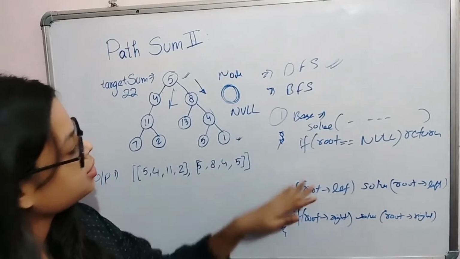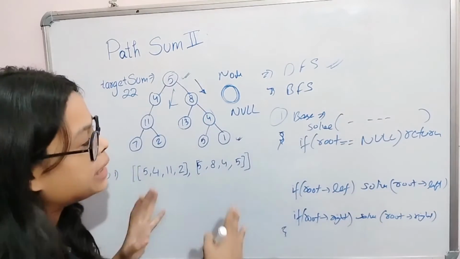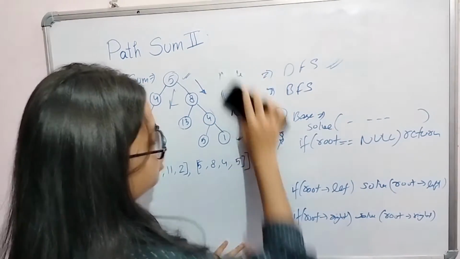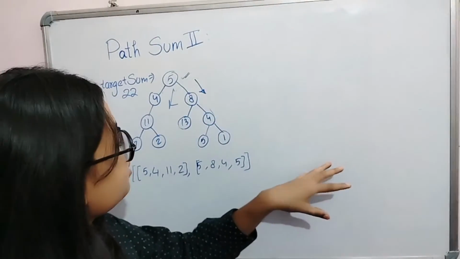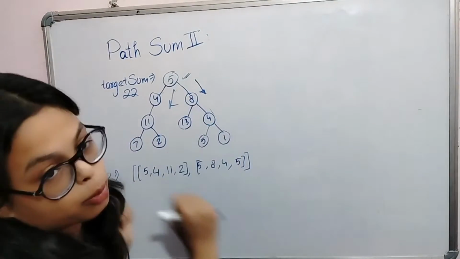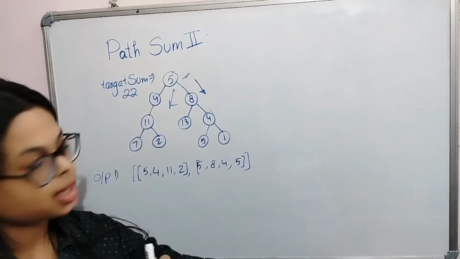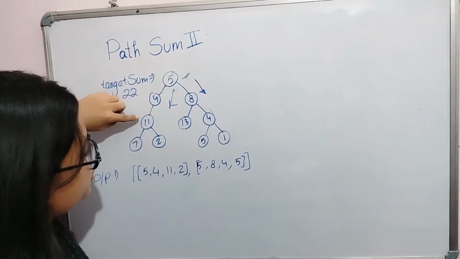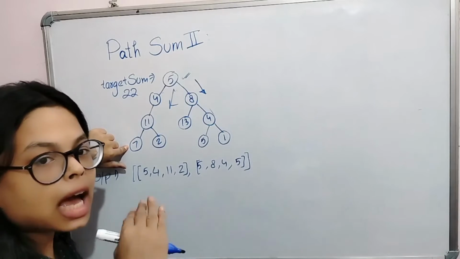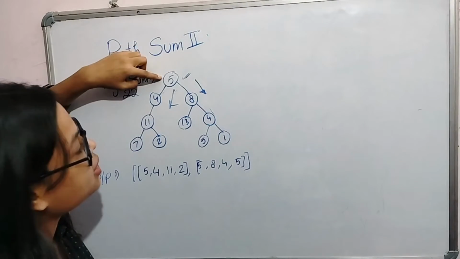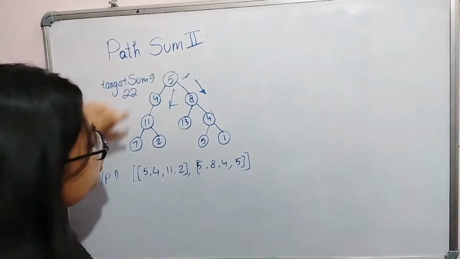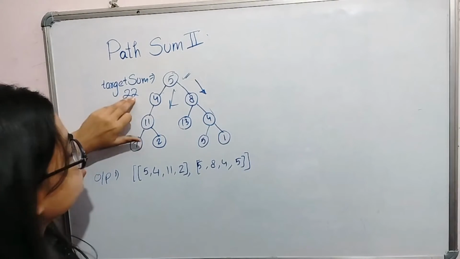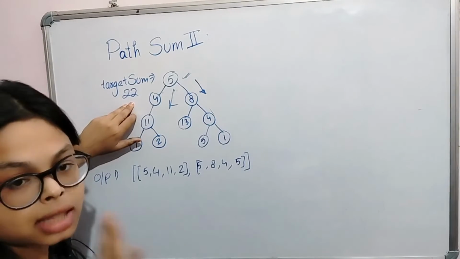Now, let's come back to our question and dive deep into what it is asking. I'll erase this part for now. Our problem statement says that while traversing from 5 to 4 to 11 to 7, we have to keep count of whether the sum from root to leaf node is 22, whatever our target sum is, whether we are getting the target sum or not.